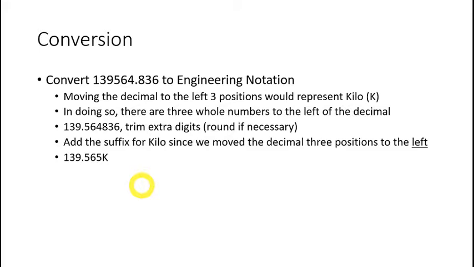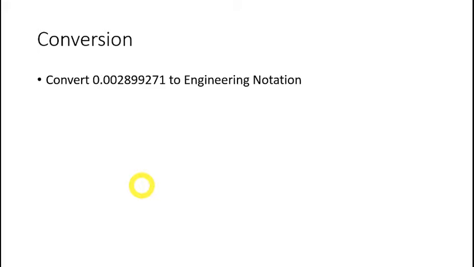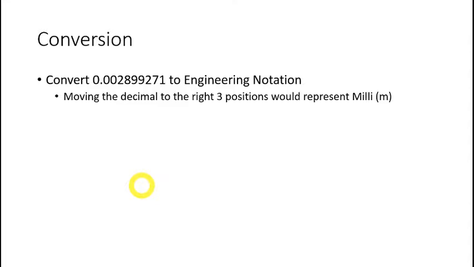Let's look at going into a smaller magnitude. So we're going to convert this number to engineering notation, and we're going to need to move the decimal point in the other direction. So here we're going to move the decimal point to the right 3 positions to represent milli. Moving 3 positions to the right will be milli. So here I took the decimal point and I moved it 1, 2, 3. So I'm going to be right behind my 2 and my 8.